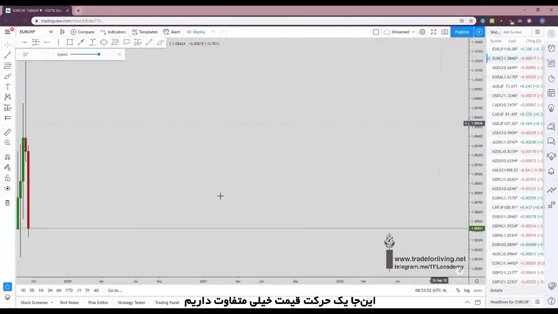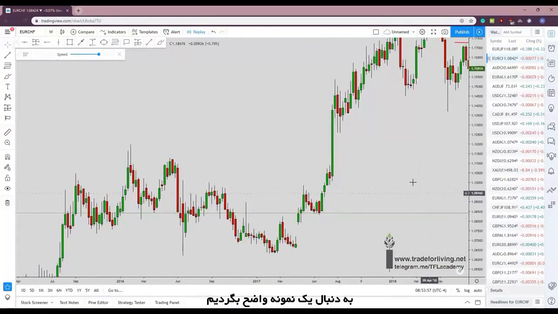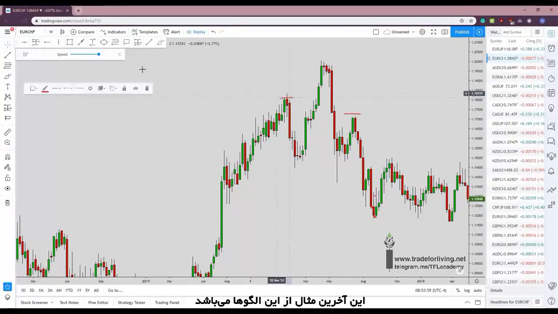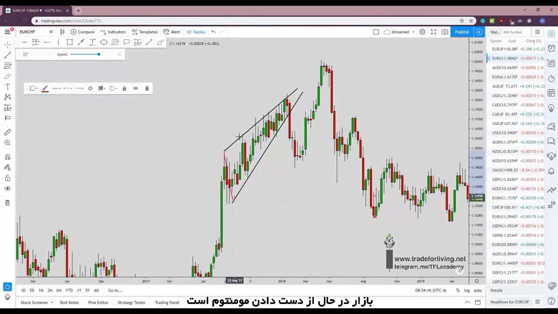Here you have very different price action. Let's see if we can get something a little bit clear. Okay, this will be the last example for these patterns, and we will move to W formations. I found a clear wedge. This is a clear ascending wedge. You can clearly see that the market is losing its momentum to the upside. The moves keep getting smaller and smaller, and eventually the market pushes to the downside.